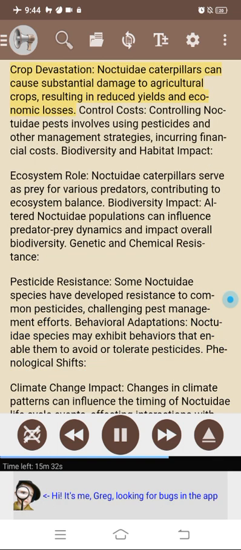Crop damage and economic impact. Crop devastation. Noctuidae caterpillars can cause substantial damage to agricultural crops, resulting in reduced yields and economic losses. Control costs. Controlling Noctuidae pests involves using pesticides and other management strategies, incurring financial costs.